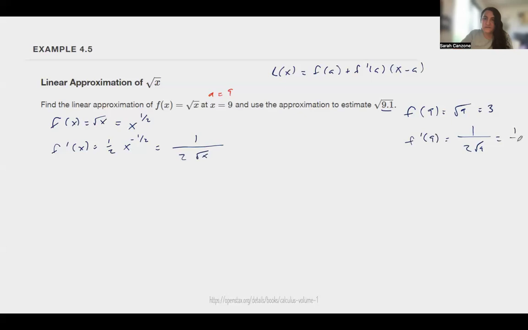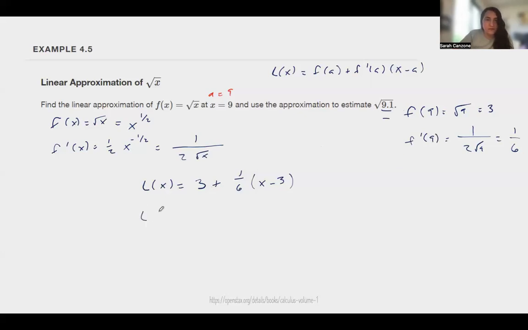2 times 3 is 6. So this is 1/6. All right, so we found this, we know what A is. We can now just create our linear approximation formula. So L of x equals f of A, which we said was 3, plus f prime of A, which is 1/6, times x minus A, which is 3. So notice how we haven't plugged in any values for x yet because we're just looking to find the formula first. Now, once we find the formula, we can go ahead and actually plug it in.